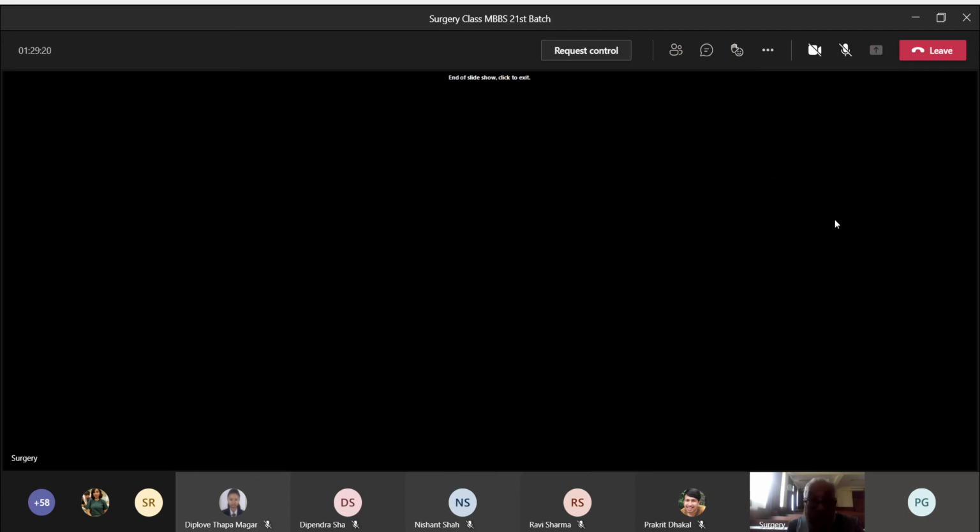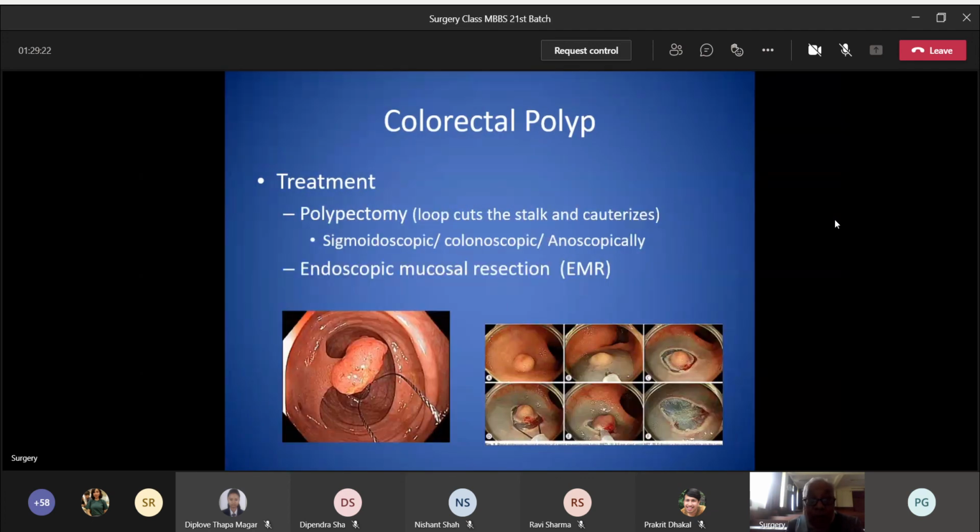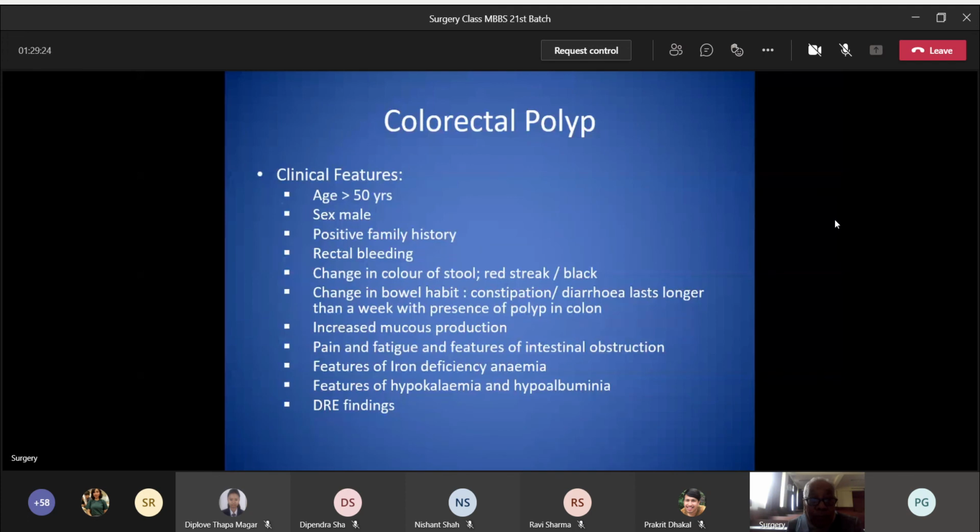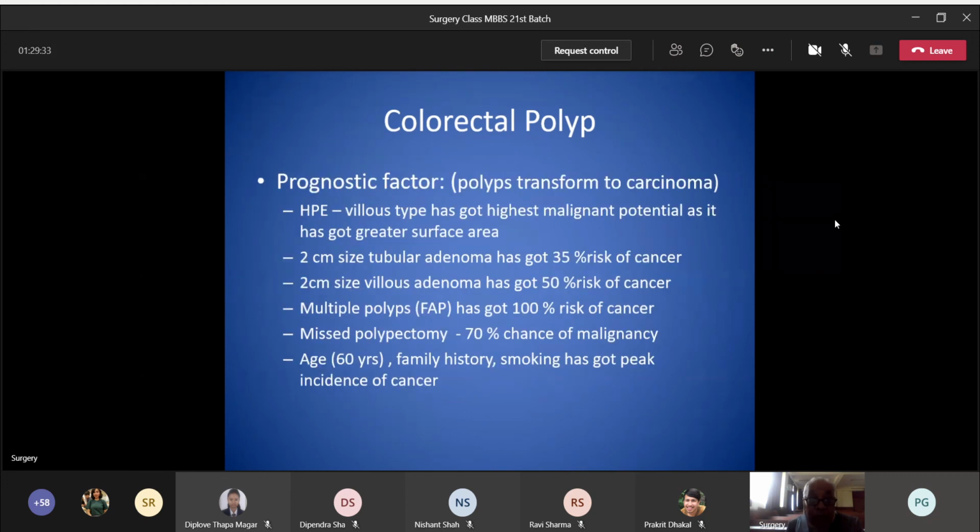So this is what exactly polyps means, okay? So I think the most important part is this. You have to remember anybody has got history of polyps or rectal bleeding and change in bowel habit, and there is anemic features. And I'm not going into this, but remember that any polyp more than 2 centimeters has got high risk of carcinoma. Whether it is any type, whether tubular type or villous type or multiple polyps, they have got very high incidence of malignancy.